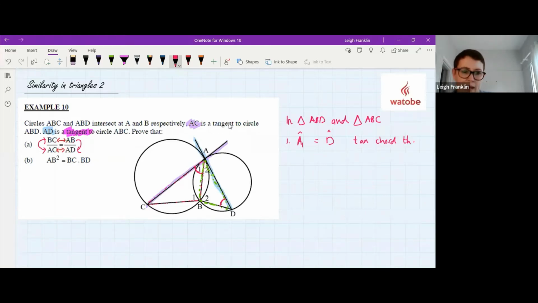Okay, so now I've got one angle. Now I need another angle. The only thing they've given me are these tangents. So let me have a look at the other angle that lies between the tangent and the chord. That's going to be angle A2. The tangent is AD, the blue line. The chord is AB, this is in the larger circle, and the angle between the tangent and the chord in orange is equal to the angle in the alternate segment. So that will be equal to C. So that's the second thing that I can write on the page.